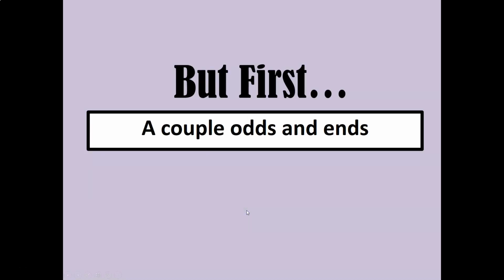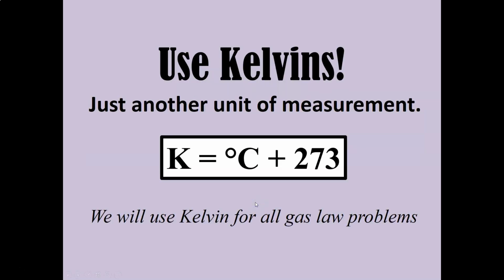Before we get to the equations, there's a couple of odds and ends that we need to talk about in order to be able to use the equations. The first is that we're going to be using something called Kelvin. Kelvin is just another temperature unit. You're probably familiar with Fahrenheit and Celsius, but Kelvin is just a different one that we're going to be using. We will be using it for our gas law equations.